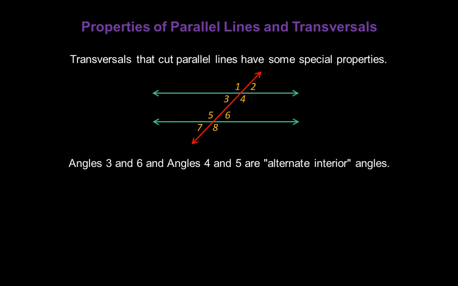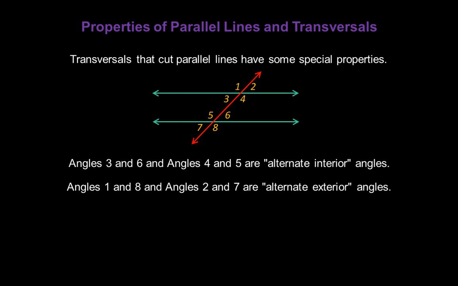Now, take a look at angles 3 and 6 and 4 and 5. They're located on opposite sides of the transversal between our parallel lines, so those are called alternate interior angles. Angles 1 and 8 and 2 and 7 will then be alternate exterior angles.